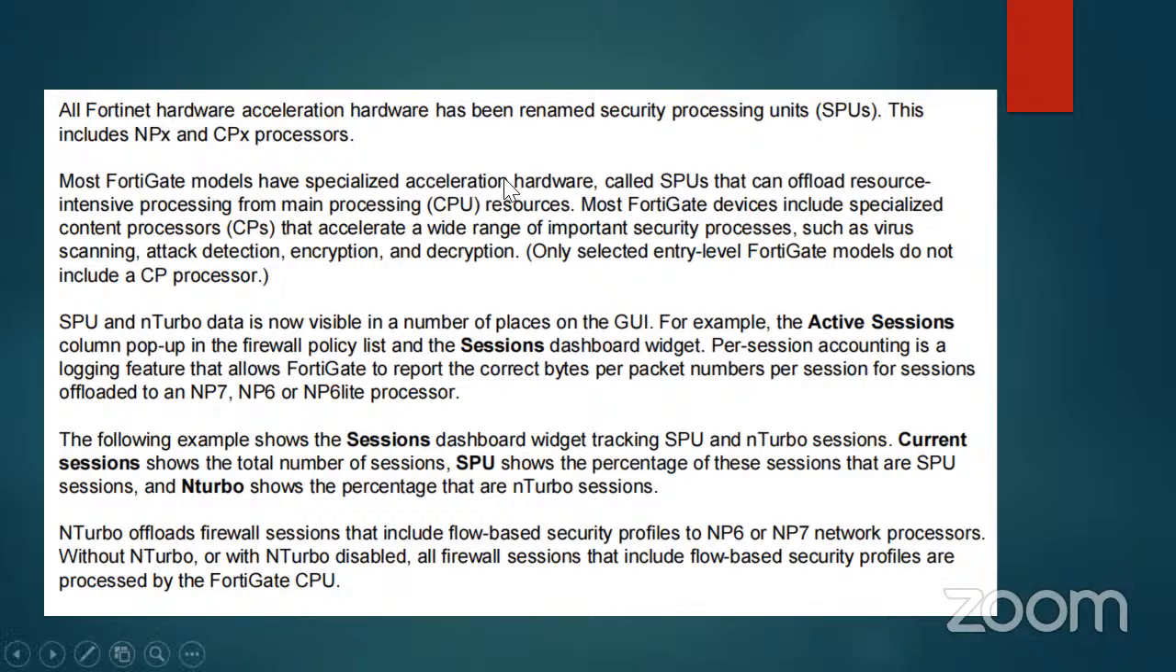Now, FortiGate models have specialized acceleration hardware that can offload resource intensive processing from the main processor to these NP and CP processors. This will eventually put less load on your CPU, and your CPU will not spike, nor will your memory. These things won't spike. That is the role of these guys, the NP6 and CP, the NP and the CP processors.